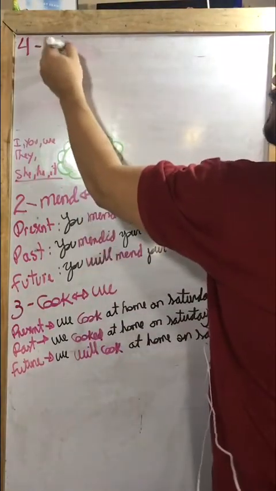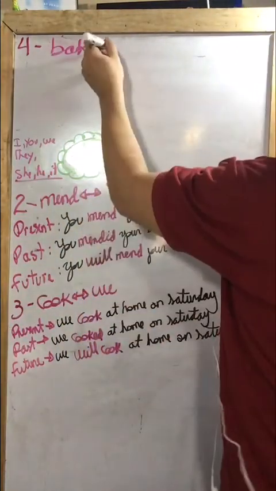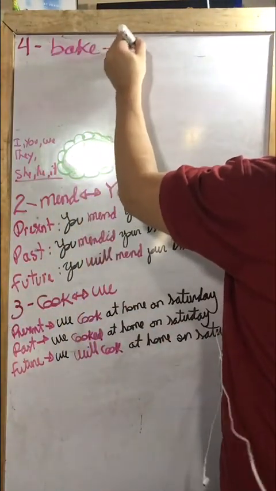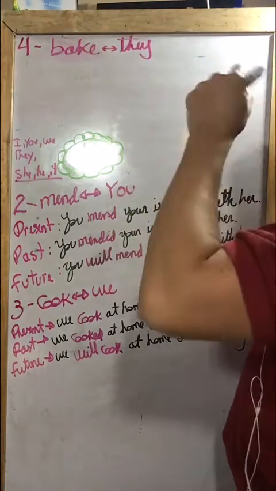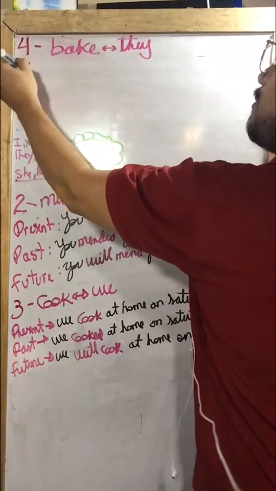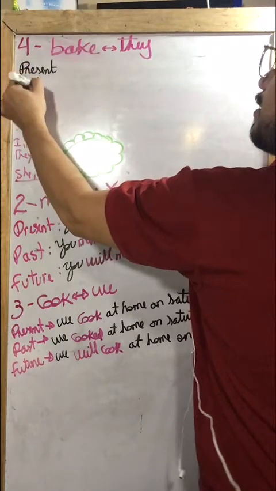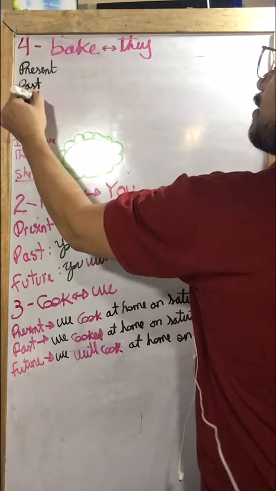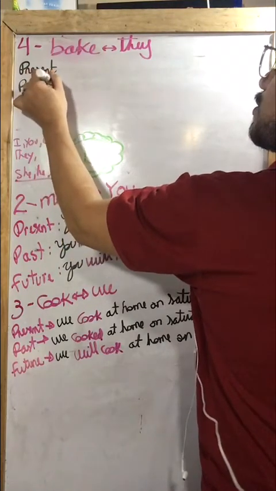bake. Remember, these words come from your book in page 20. With they. Okay? So, I have the three tenses. Remember to write everything in the order that I'm doing them. Present, past, future.